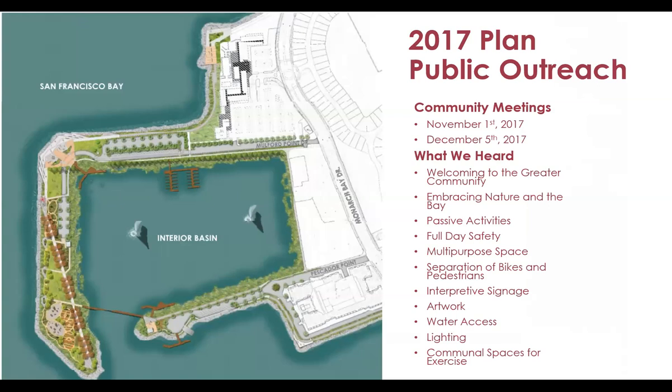This had not come to your group yet because we utilized this plan to really begin our extensive outreach campaign in 2017. In 2017, we had two different community meetings on November 1st and December 5th. And we heard a number of comments about it: the community wanting it to be welcoming to the greater community, embracing nature, passive activities, full-day safety, multi-purpose space, separation of pedestrians and bikes, interpretive signage, artwork, water access, lighting for safety and ease, and then communal spaces for exercise.